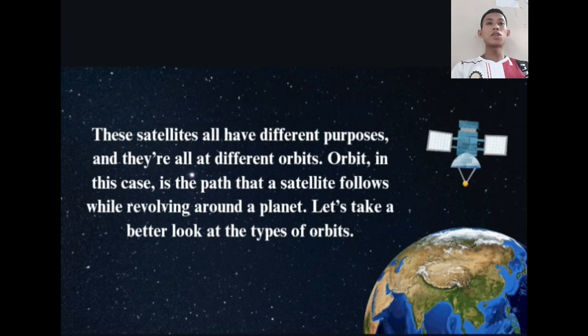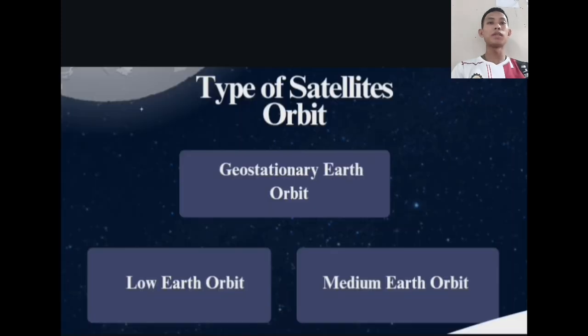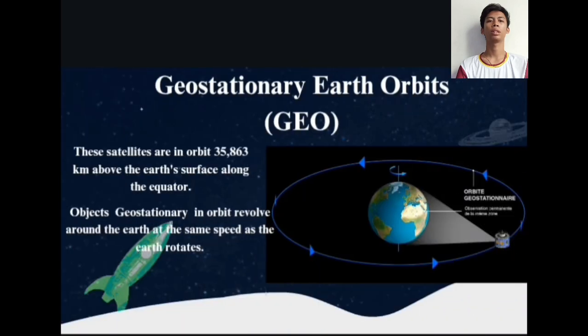These satellites all have different purposes, and they are all at different orbits. Orbit in this case is the path that a satellite follows while revolving around a planet. Let's take a better look at the types of orbit. Types of satellite orbit: geostationary Earth orbit, low Earth orbit, medium Earth orbit.